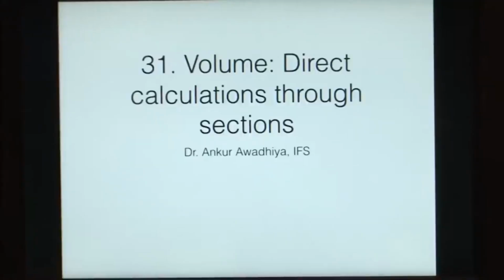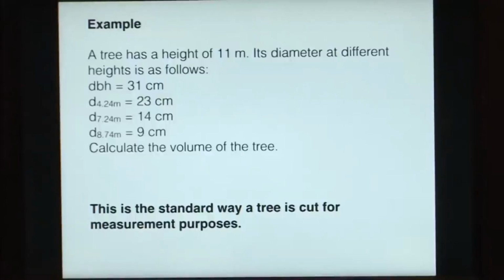Today we shall start looking at volume computations through sections. These are known as direct calculations. We have done one example before, so let us use this example to see what we mean by direct computations. In this problem that we had done in a previous lecture, a tree has a height of 11 meters, its diameter at different heights is given, and we were required to calculate the volume of the tree.